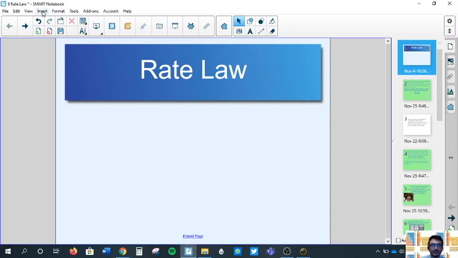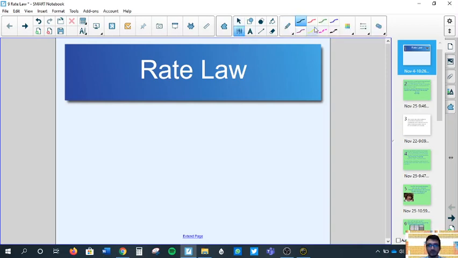Hello, grade 12s. This next lesson is on rate law. So we're continuing discussion on kinetics in chemistry. We have looked at a few different ways to express how a reaction changes rate, how individual components of the reaction, such as reactants and products, can change, and how we can express those.